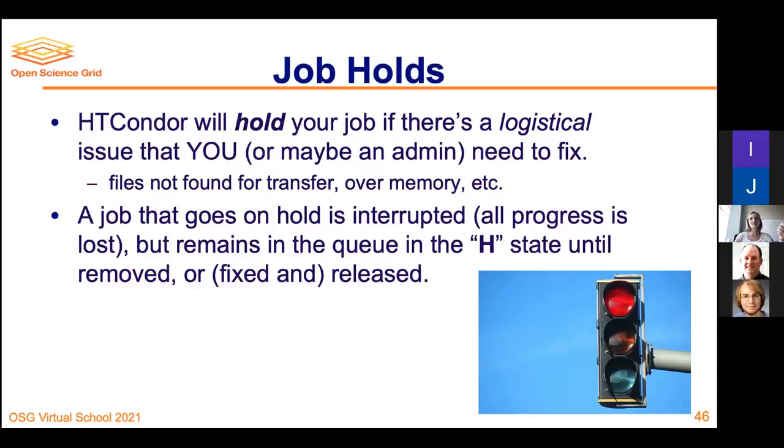A job that goes on hold is interrupted and all progress is lost, except in the case where your job runs to completion and it can't find output, you'll at least get back standard error and standard output in that case. So Condor will transfer what it can. But otherwise, progress is lost. The job remains in the queue in the H state, partially because Condor wants to bring this to your attention until you remove or fix and then release it. And we'll tell you how to do that too.